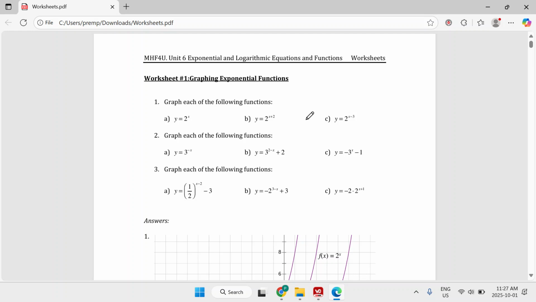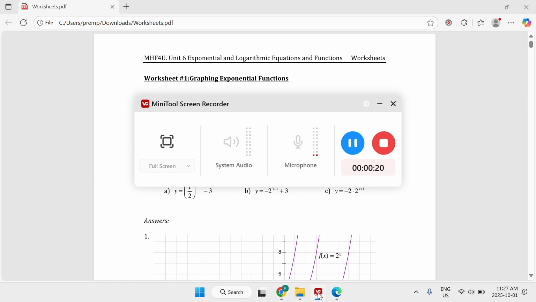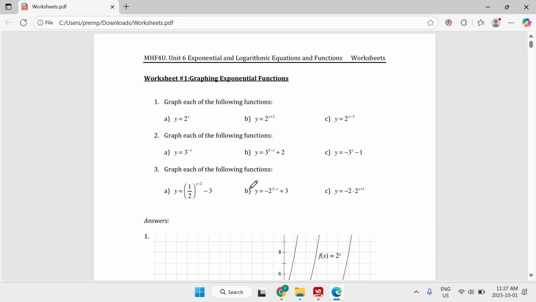Hello students. In this unit, we will talk about the exponential and logarithmic functions and their equations. The notes are already posted in the portal. You can have a look at this, and we also have some solved problems there. Again, you can have a look at those. So we are just going through some basic questions related to this.